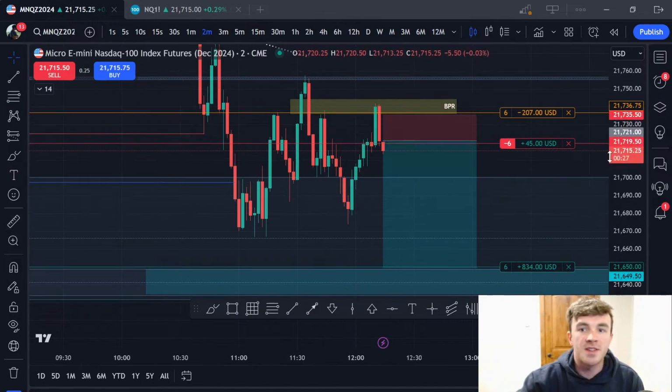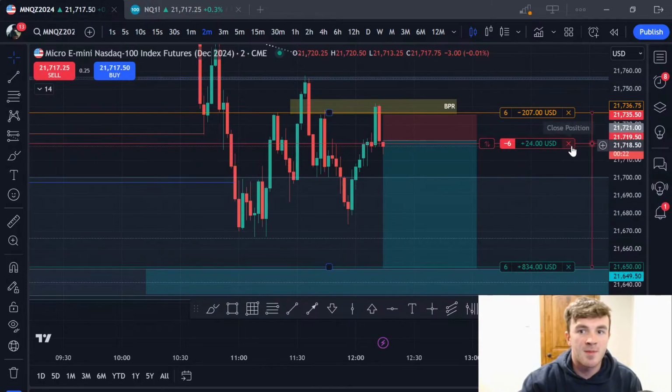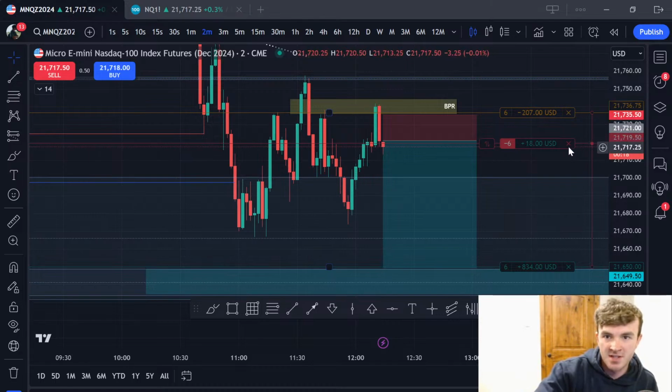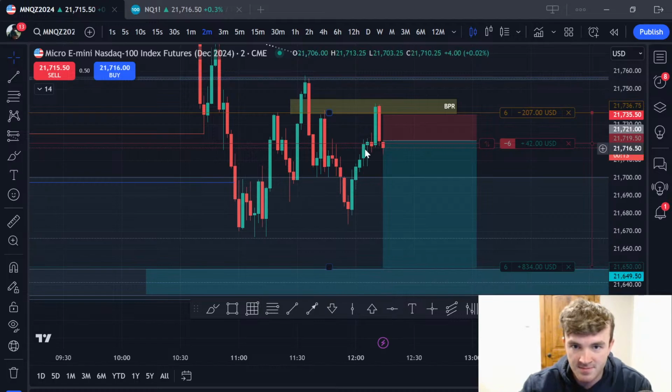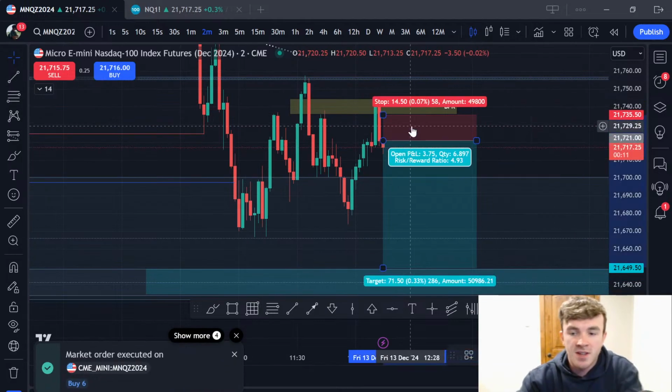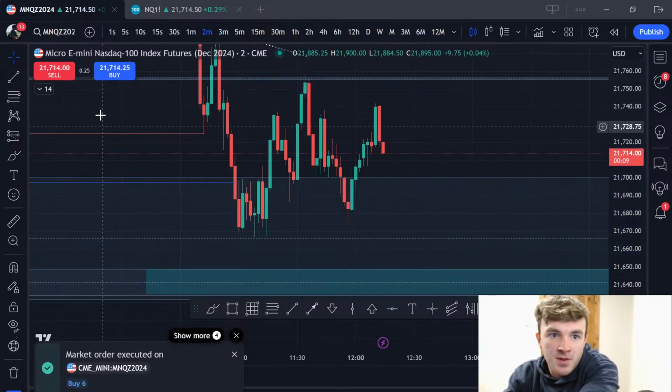Anyway, this is consolidation. Low key, it's not good trading conditions for even demo. It's not good practice to trade in these consolidation conditions, especially during lunch hour. I'm gonna get out. Just gonna get rid of all this.